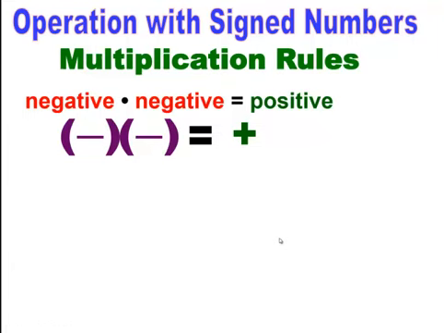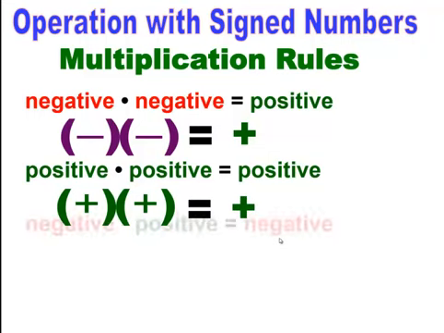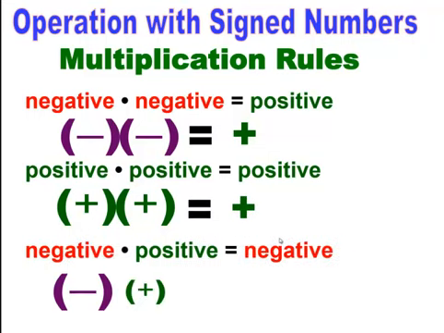Multiplication rules. When we multiply a negative to a negative, we get a positive answer. When we multiply a positive to a positive, we get a positive answer. When we multiply a negative to a positive, we will end up with a negative answer.